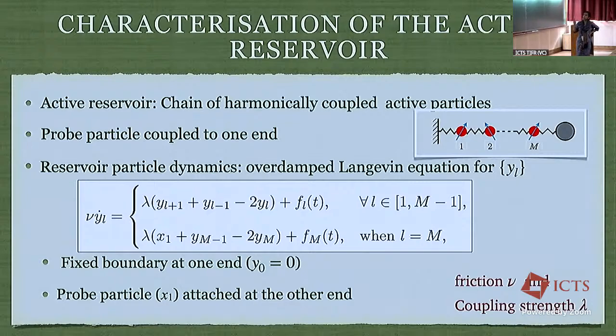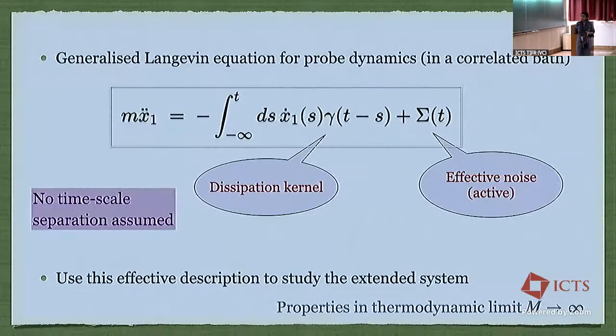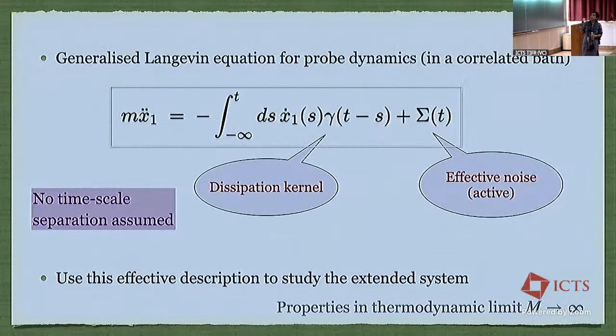Now let's come down to brass tacks. This is our active chain. This is the bath, given in terms of some m by m matrix. Again, you don't need to remember all these details, but finally, what we end up with is an effective equation for the probe particle, where we have a dissipation kernel gamma and a noise kernel. So what we expect is that the activity has somehow modified these kernels.